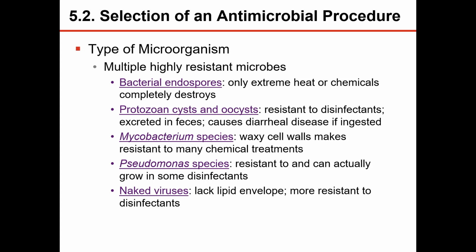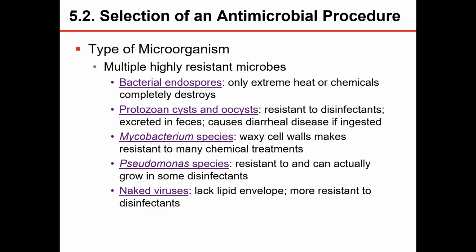Protozoan cyst and oocyst, well, these are the names of endospores that are given to eukaryotes, specifically to protozoa. We call them cysts instead of endospores. So same idea, very resistant to disinfectants. This is how they're able to pass on from person to person, usually in fecal-oral route, excreted in the feces. Diarrheal diseases are typically involved with protozoa.